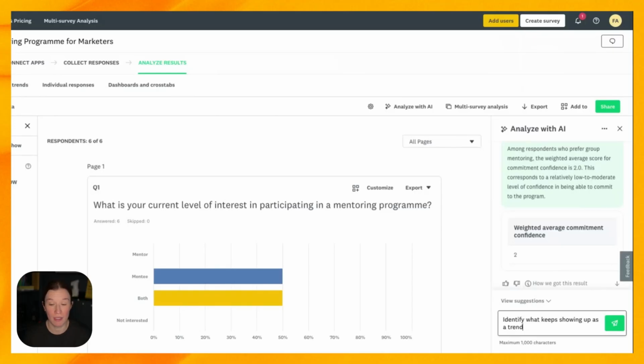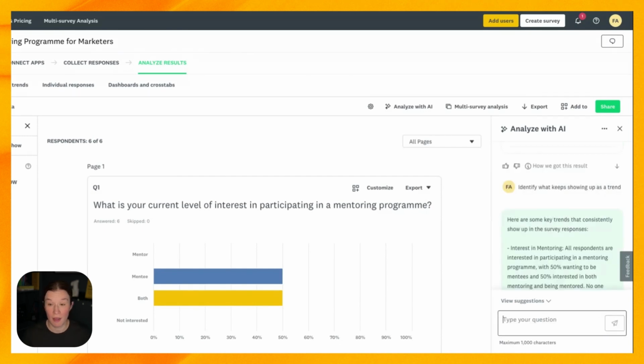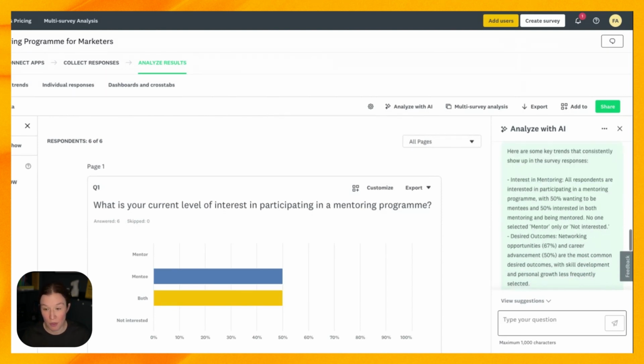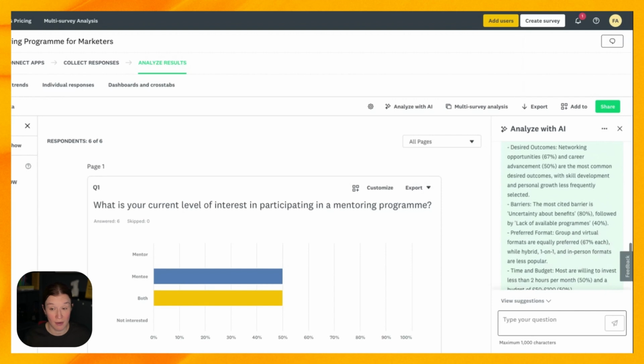In this case, I'm going to show you SurveyMonkey and how you can use this. But it's an approach that will work regardless of how you go about it, because AI can help you do the hard work so that you can focus on the solutions. What would happen if I asked it to help me identify some trends in the responses? Instead of me having to do it manually, AI gave me exactly the trends that consistently show up in the responses as well. Anything from the interest in mentoring all the way to the specific desired outcomes and barriers are actually highlighted. This is saving me so much time.